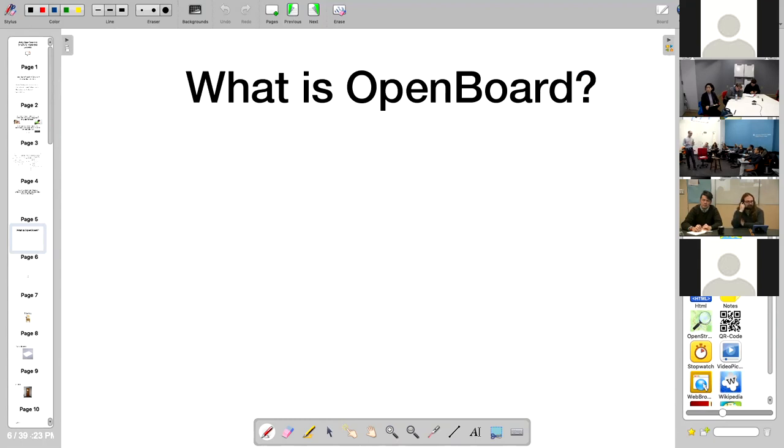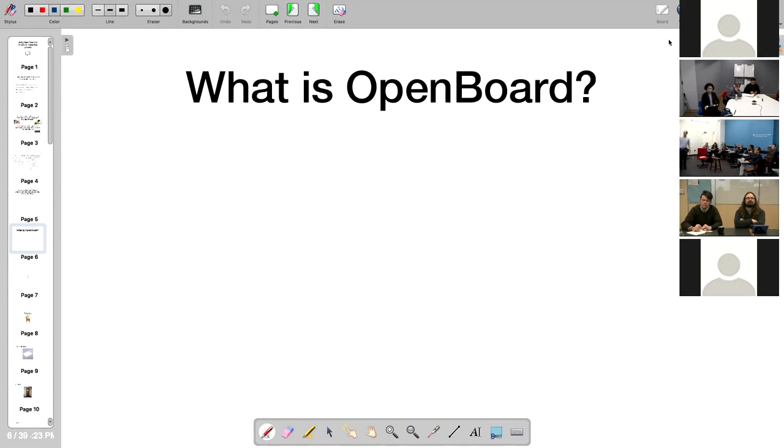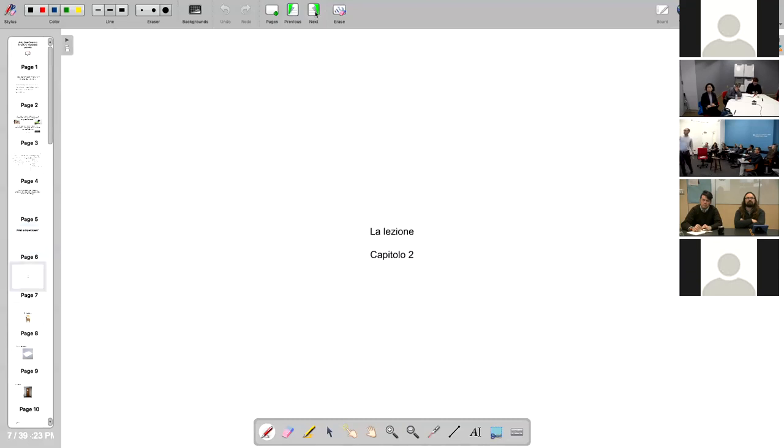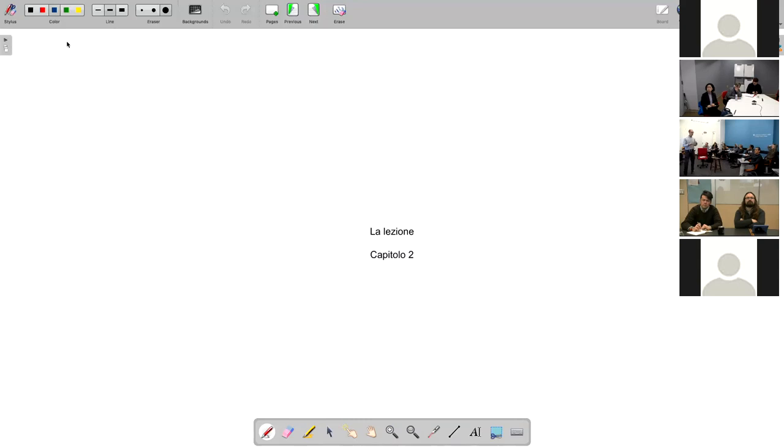So the nice thing about OpenBoard is it's extremely simple to use at the base level, but you can expand your use of it and do different things with it as you become more comfortable with the environment. So that's OpenBoard. And I wanted to give you a little example of the kind of thing you can do with OpenBoard. And I'm going to run through this.